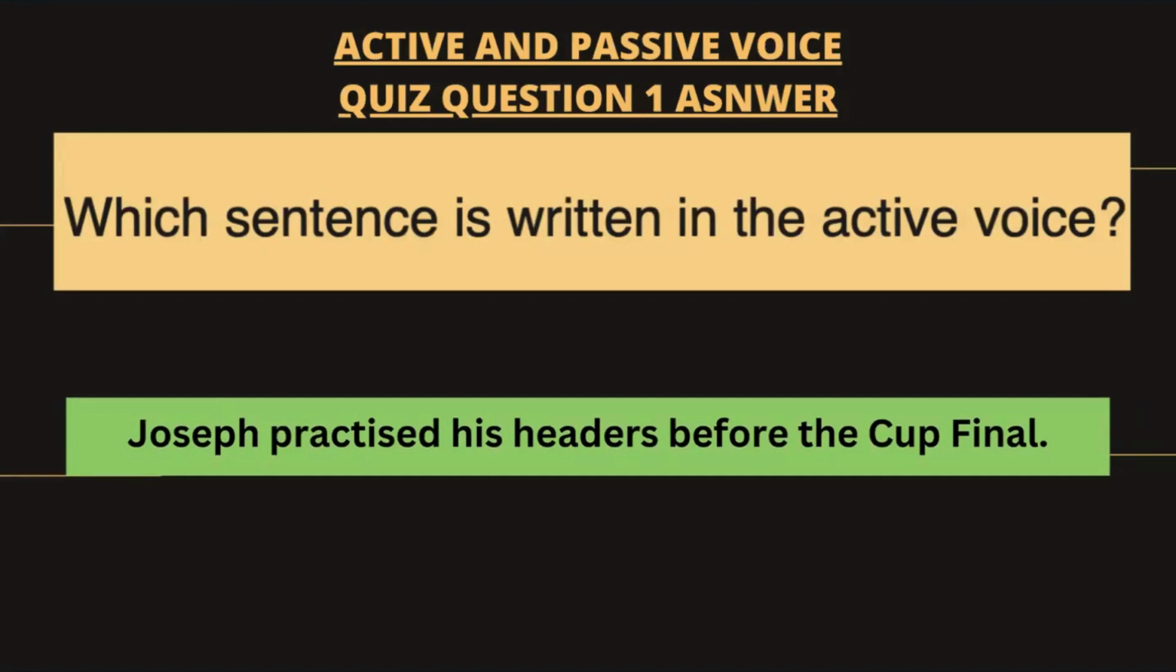So the correct answer is Joseph practiced his headers before the Cup final. In the given sentence, Joseph is the subject, practiced is the verb, and his headers is the object. So the given sentence is an active voice because the subject Joseph is performing the action that is practiced on the object that is his headers. As in the active voice, the subject of the sentence is the doer of the action. The given statement is the perfect example of active voice. Let's see the next question.